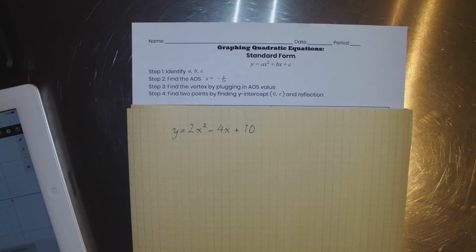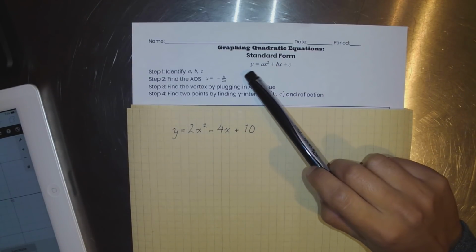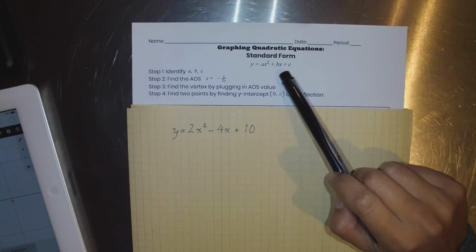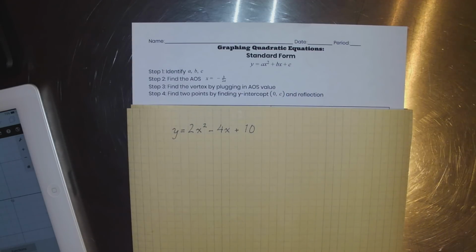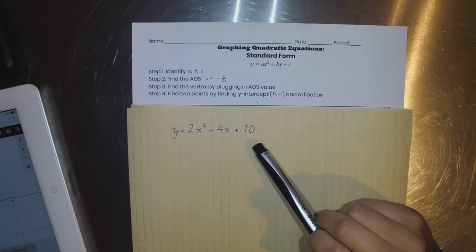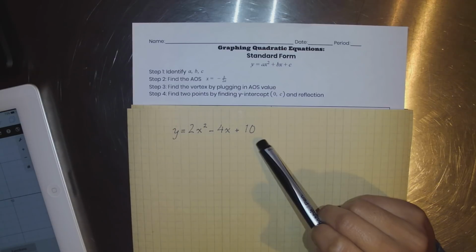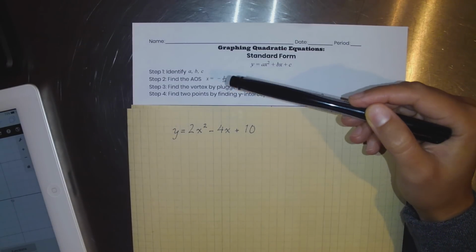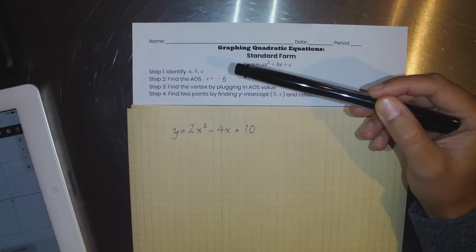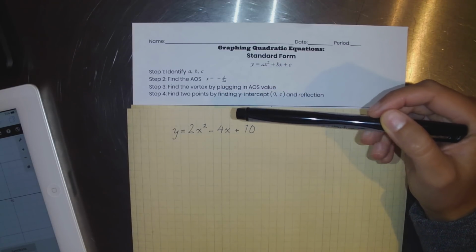In this video, I'm going to show you how to graph quadratic equations that are in standard form. So standard form is our y equals ax squared plus bx plus c. This is the equation that I'm going to be graphing, y equals 2x squared minus 4x plus 10. So I'm going to follow the steps that I have here that we should eventually have memorized.